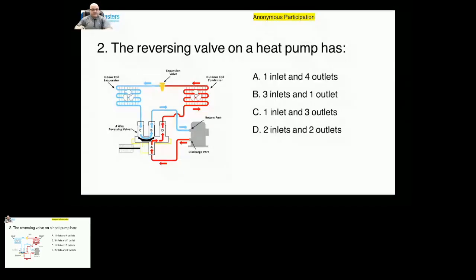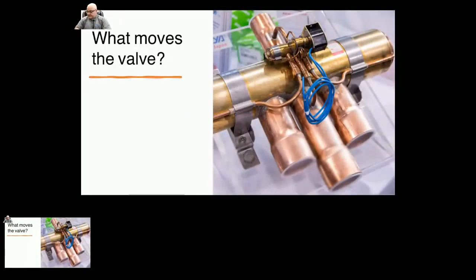All right. Got 18 people answered. That's very good. So the reversing valve on a heat pump, it looks like this. It has 3 connections. And this is the back entrance that I referred to.